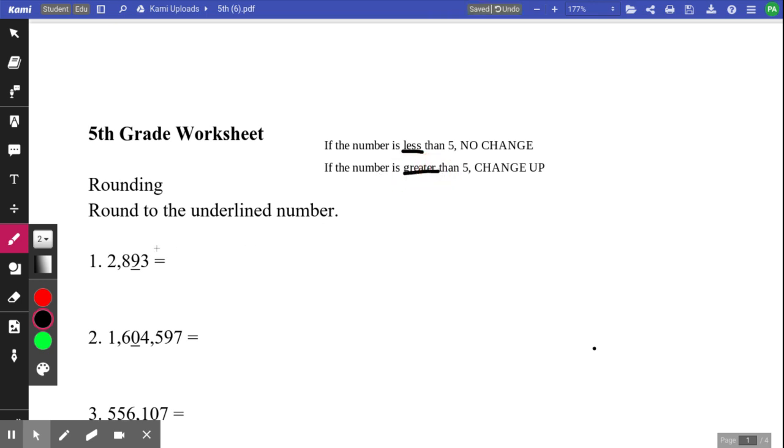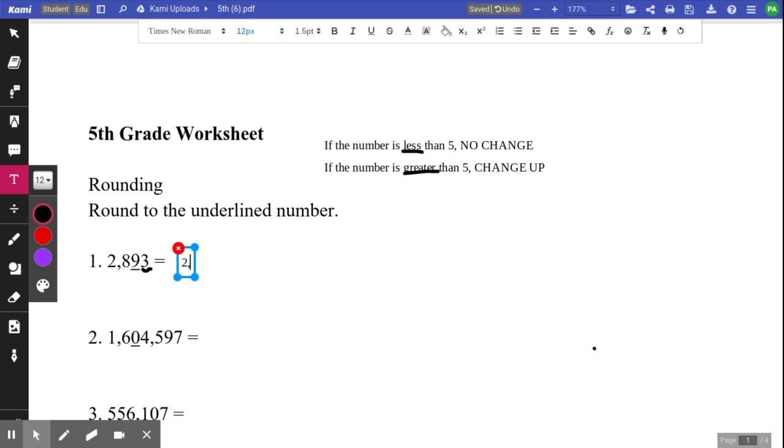So let's look at number 1. 2,893, we have to see if we change 9 or not. So let's look at the number next to it, which is 3. And 3 is less than 5, so there is no change. So the answer would be 2,890. And the reason why this turns to 0 is because this 3 becomes irrelevant, so it turns to 0.